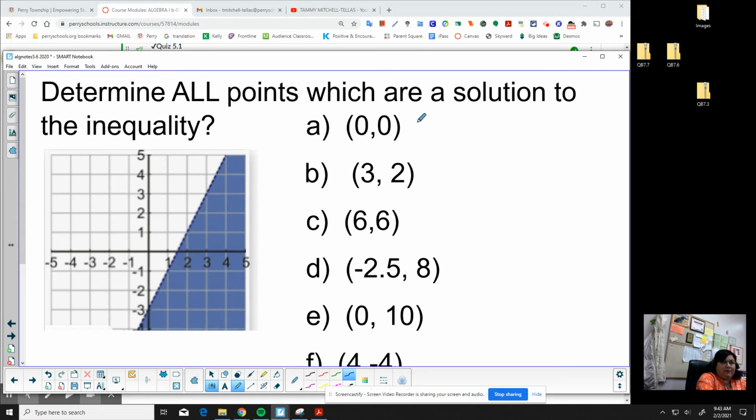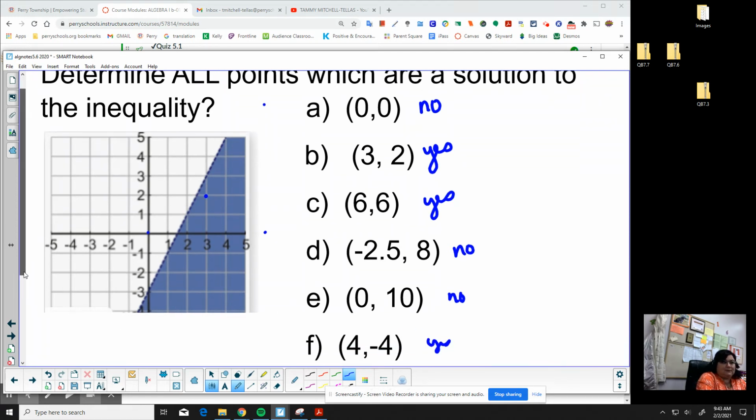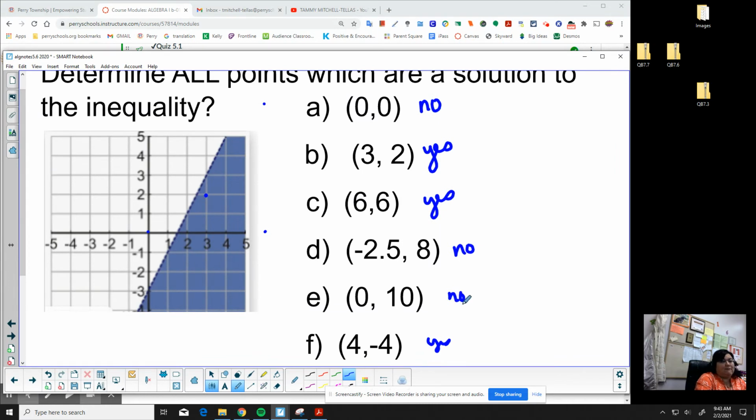So hopefully you tried them all. This is no for 0, 0, because that's right here. 3, 2 is in the shaded area. That's yes. 6 and then 6. I'm thinking, yeah, that one is. Negative 2, 58, that one's no. 0, 10, that would be way up here. That's no. 4, negative 4, that would be yes. Okay, so I'm just looking for points that are in the shaded area. That's all I'm doing. If they're in the shaded area, they're part of the solution.